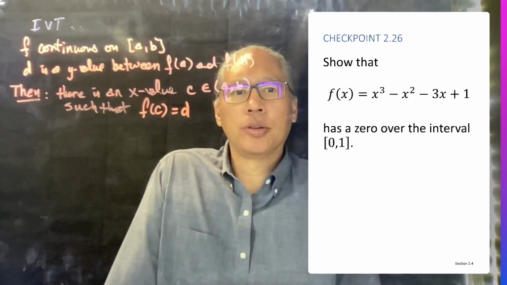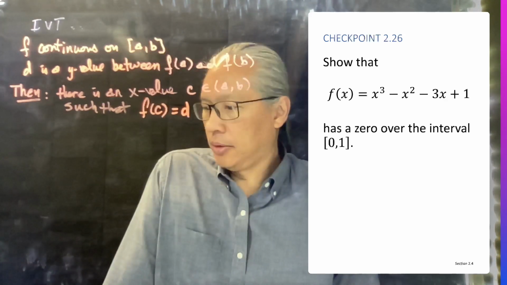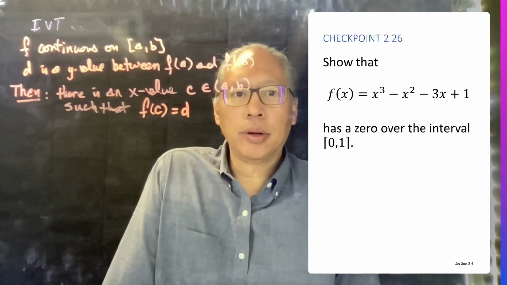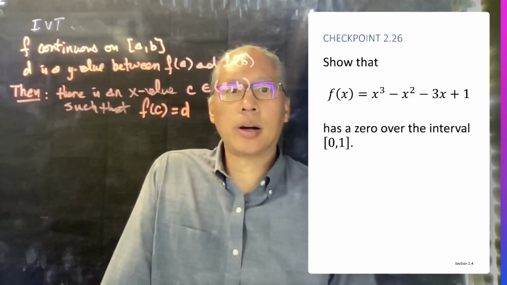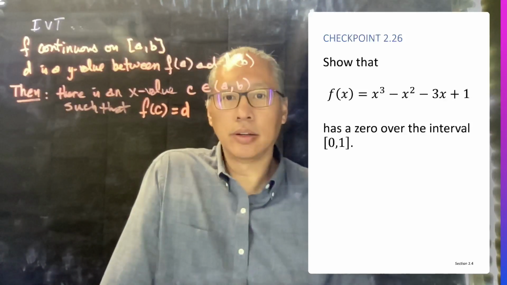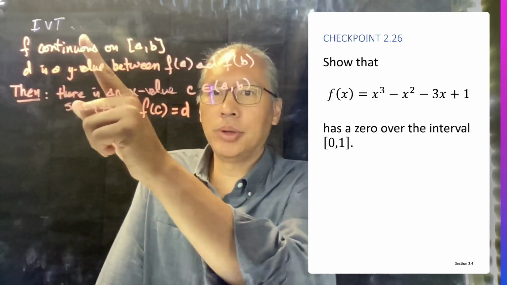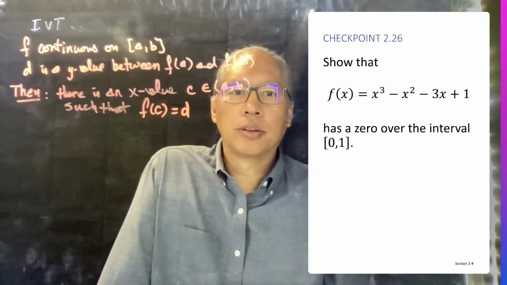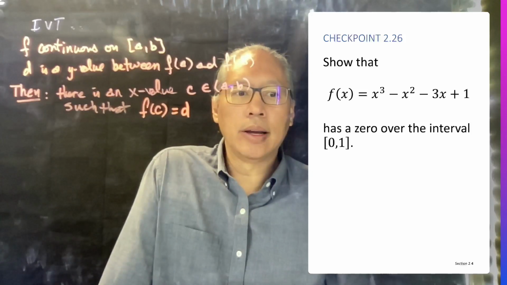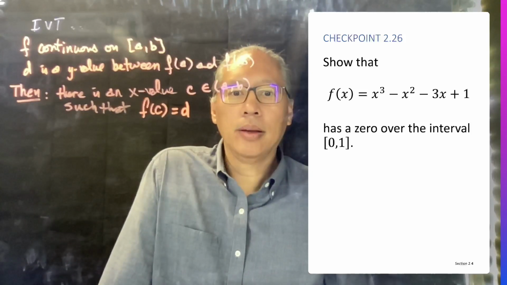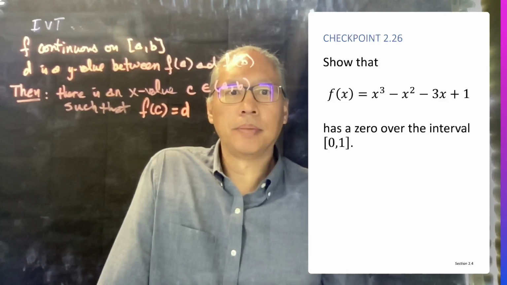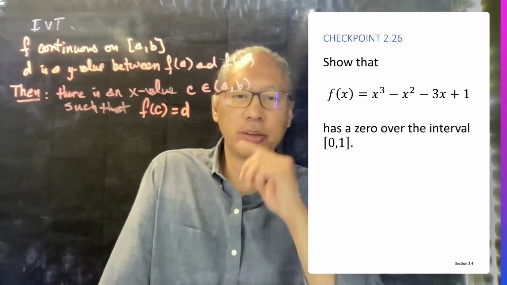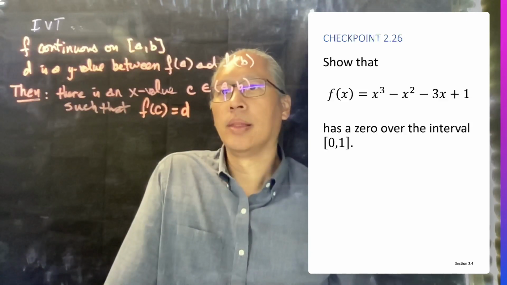Hello, this is checkpoint 2.26 from section 2.4, and we are looking at this problem that involves continuity and the intermediate value theorem, IVT. So they want us to show that this function has a 0 between the interval 0, 1.